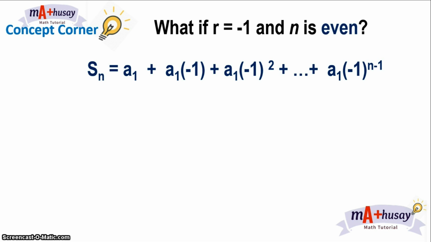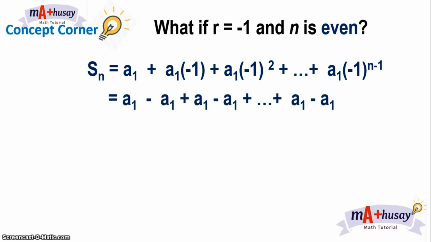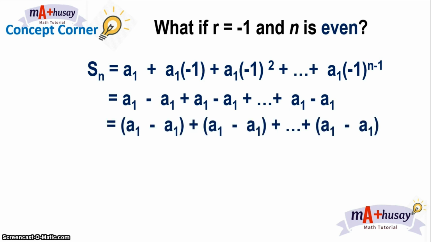If we simplify the right side of the equation, we have alternating positive and negative terms in the given sequence. Since n is even, if you group them, we will have the sum of zeros, because a sub 1 minus a sub 1 is 0. a sub 1 minus a sub 1 is still 0, and so on. So, if r is equal to -1 and the number of terms that we're dealing with is even, the sum is automatically equal to 0.